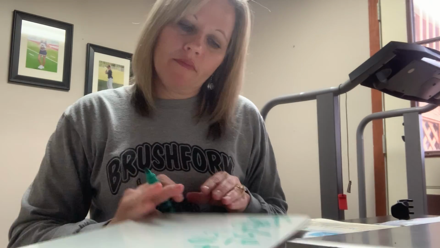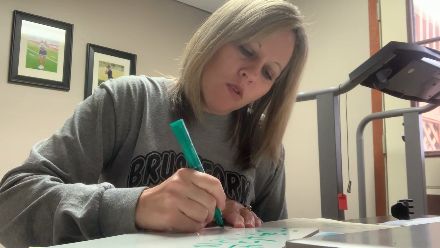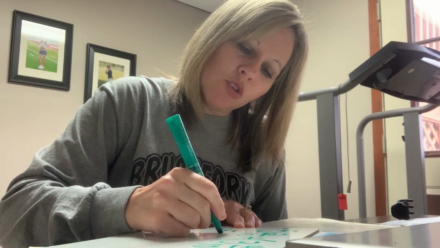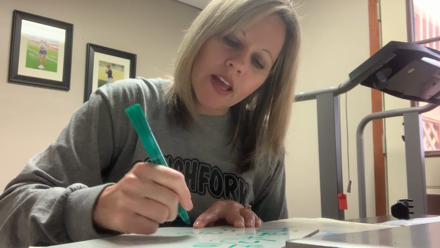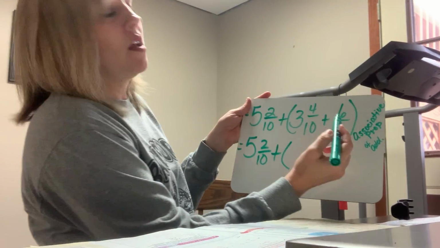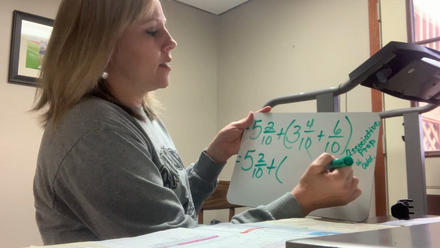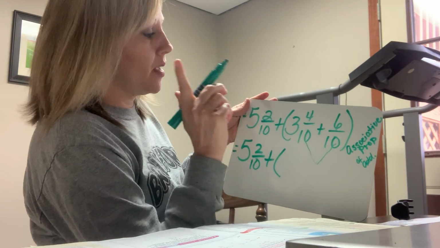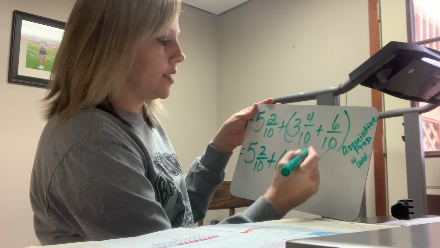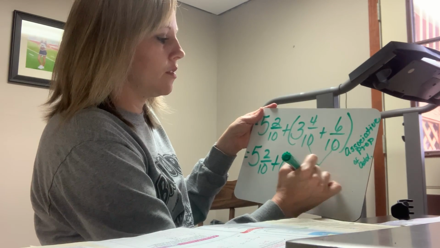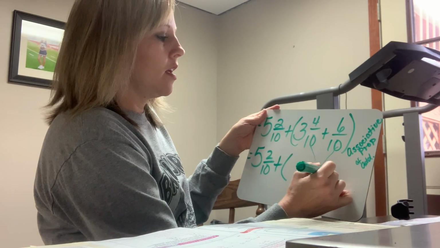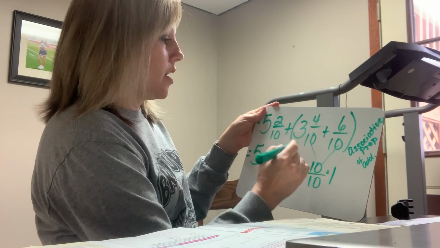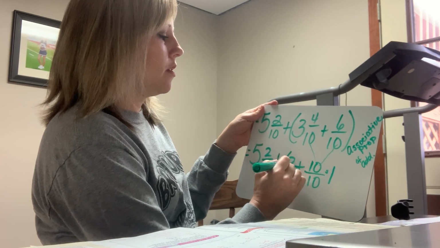Now below it, they pull down the equals. They pull down 5 2/10, and they go ahead and add in parentheses. And like I said before, 4/10 plus 6/10 gives me a whole, because 4 plus 6 is 10. So 10/10 right there. Do you see it? Equals 1. And then they're going to add the 3 to it.